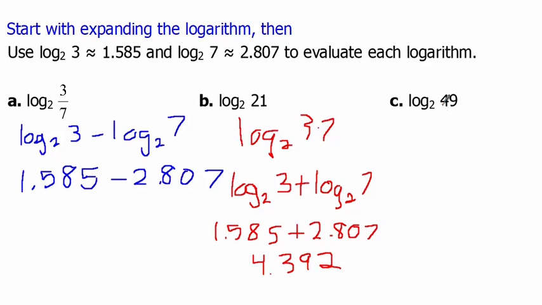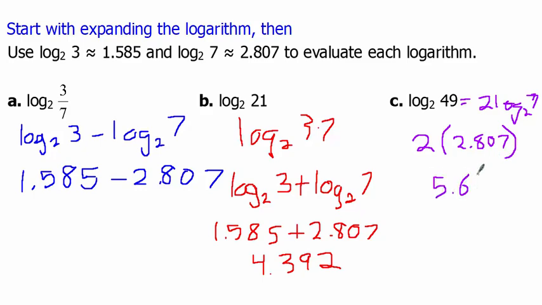This one, I could do this as I know it's 7 squared. So if that's going to equal 7 squared, it could be 2 times the log base 2 of 7. And that means it's 2 times 2.807. And that ends up equaling 5.614. So we can solve these by knowing just a few of the actual logs.